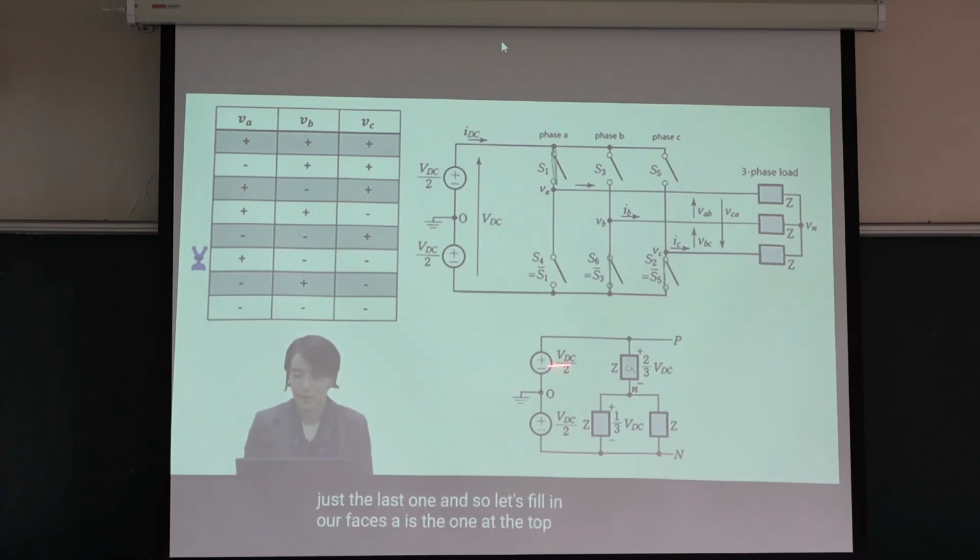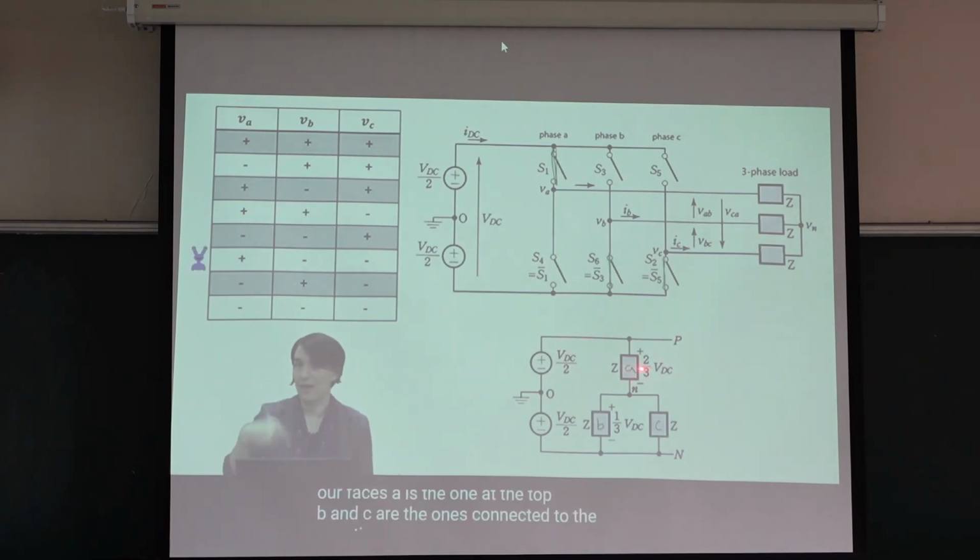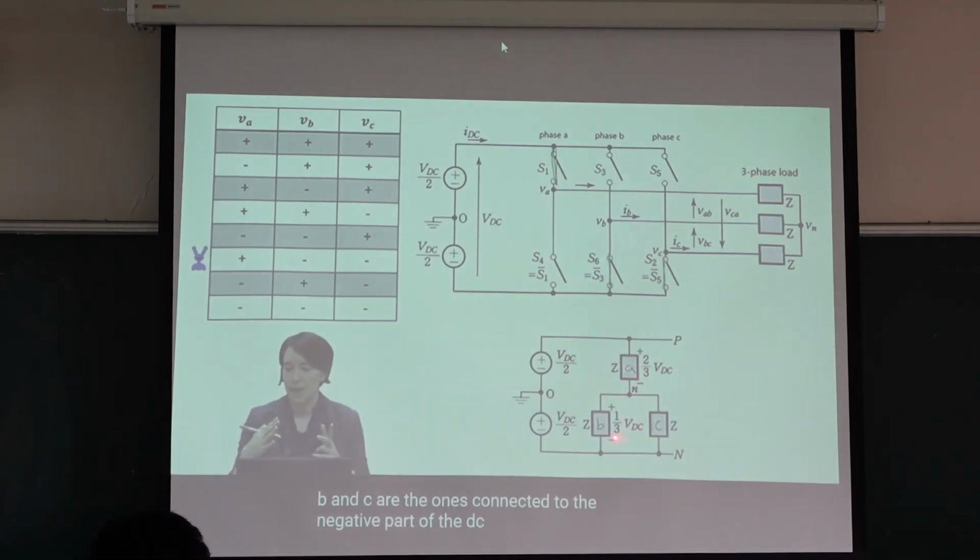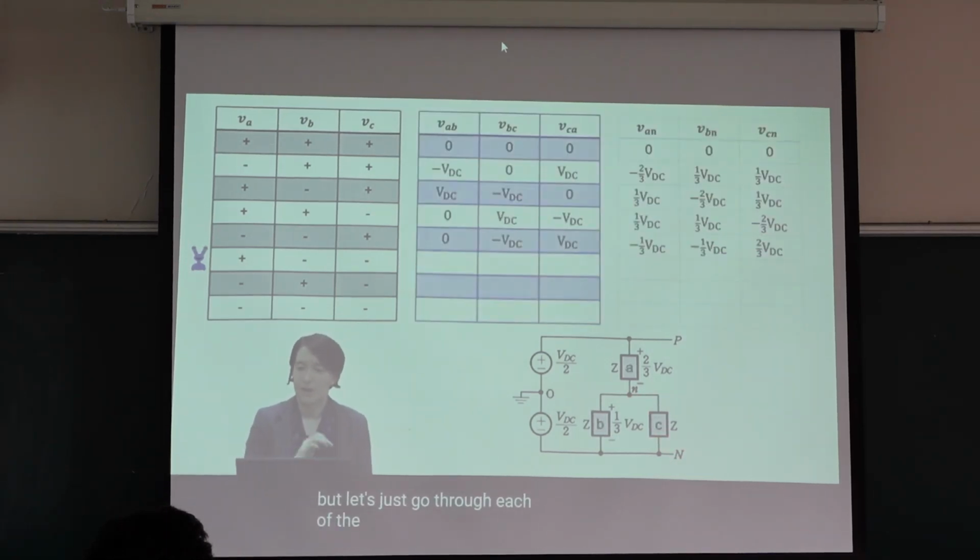And so let's fill in our phases. A is the one at the top, so A is going to be 2/3. B and C are negative, and the same voltage, 1/3. Let's just go through each of the phases. So the line to line AB is going to be full VDC.